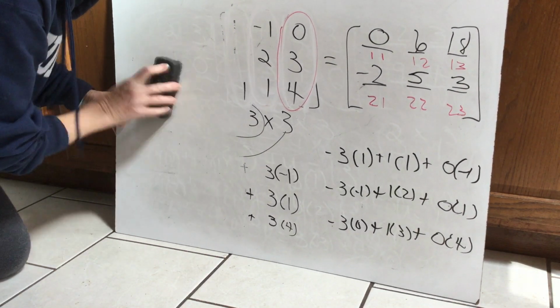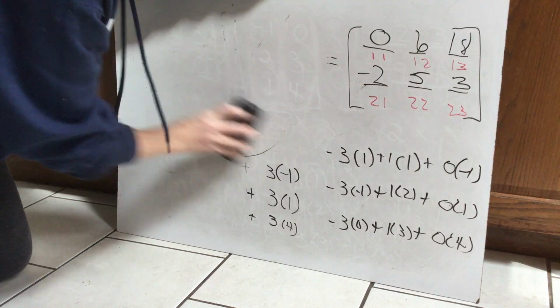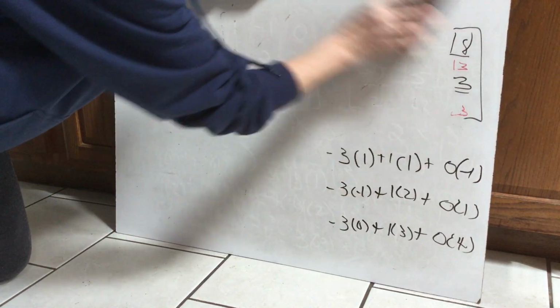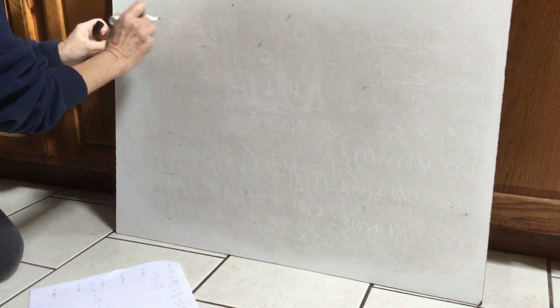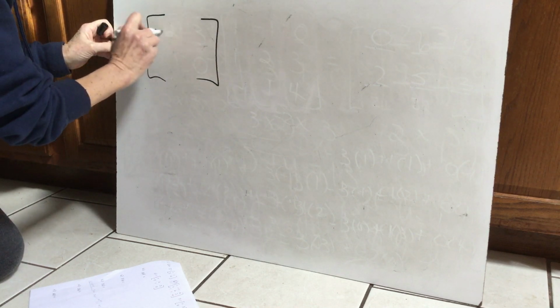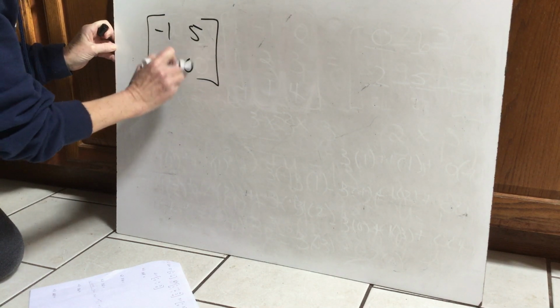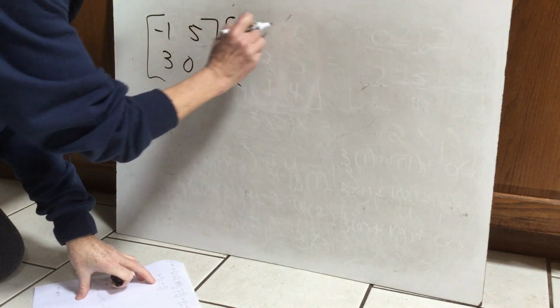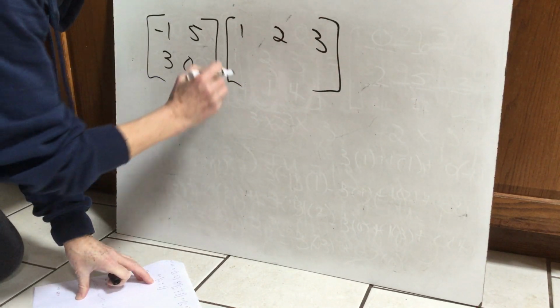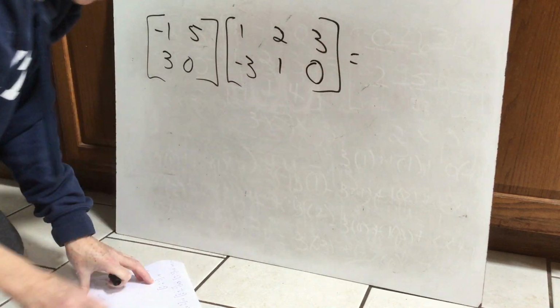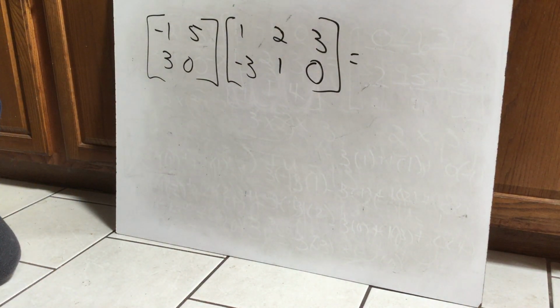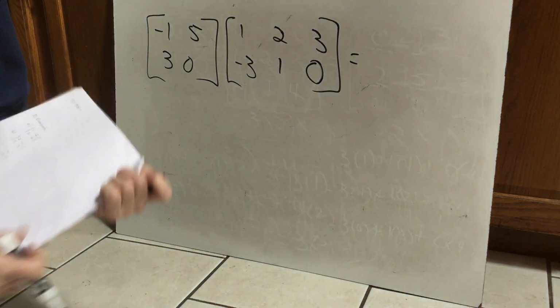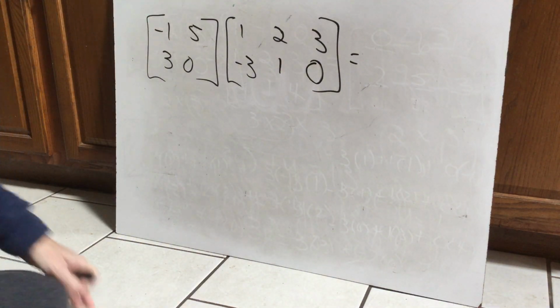All right, so while I'm getting everything erased here, why don't you see if you can even multiply F times G? Examine the dimensions of F and G and see if it is possible to multiply them. F is negative 1, 5, 3, 0, and G is 1, 2, 3, negative 3, 1, 0. So we want to know, is it even possible to multiply F and G together?